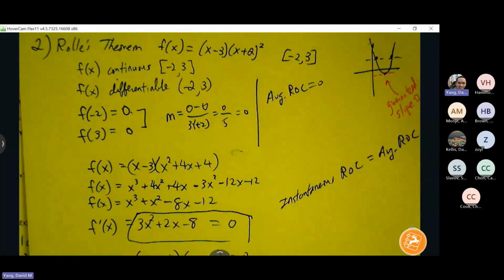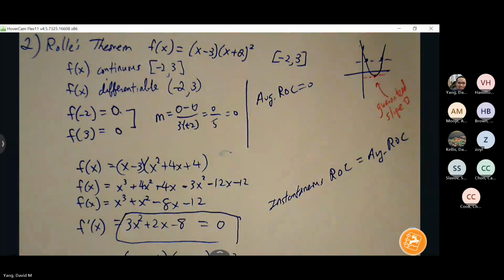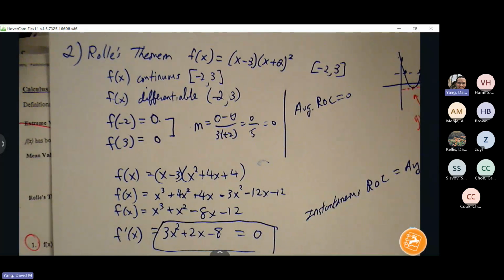Okay, everybody, any questions with the steps for Rolle's theorem? So basically, it says x equals negative 1/3 and x equals... yeah, we're on number 2. But yes, it's 1 and negative 1/3.